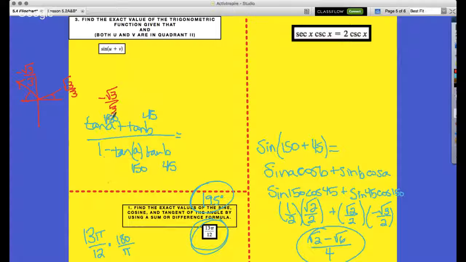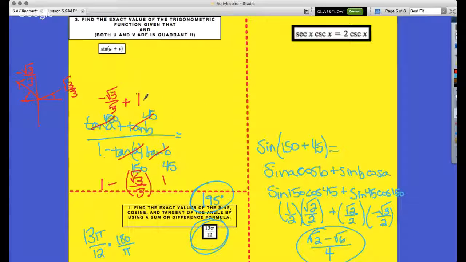Now once I get that, and I'll cross that off because I've got it, tangent of 45 should be 1. So we're just going to put 1 there. So we got 1 plus that. Over here on the bottom, same thing. This should be square root of 3 over 3, and 45 is this one. So I've got these two canceled. So I should have 1 minus square root of 3 over 3 times 1 there.